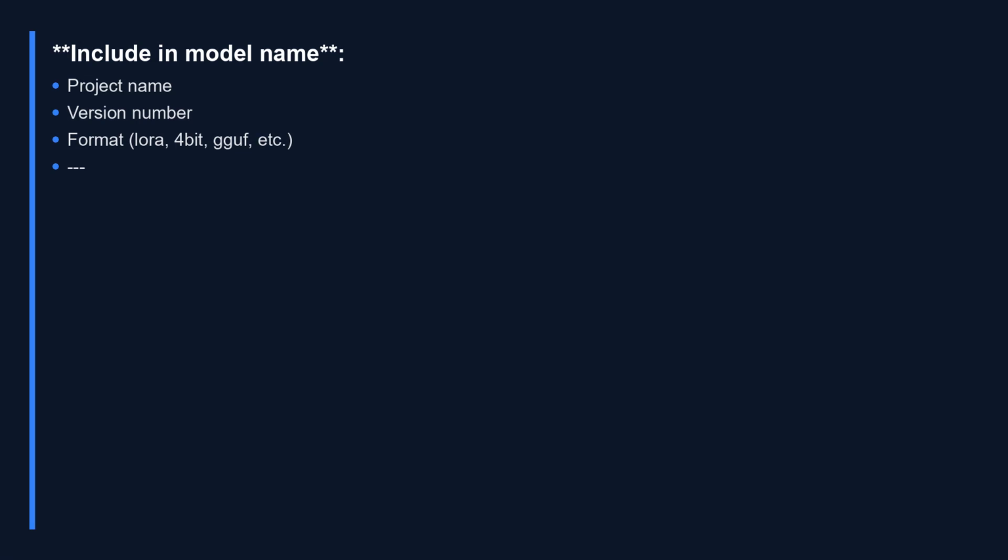Build version information directly into your directory names. Include the project name so you know what task the model was trained for. Include a version number so you can distinguish iterations. Include the format, LoRA, 4-bit, GGUF, so you know immediately what you're working with without opening the directory. A name like customer-support-v3-LoRA tells you everything you need to know at a glance.